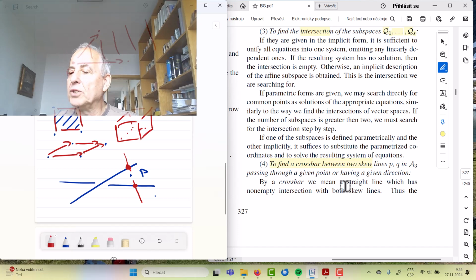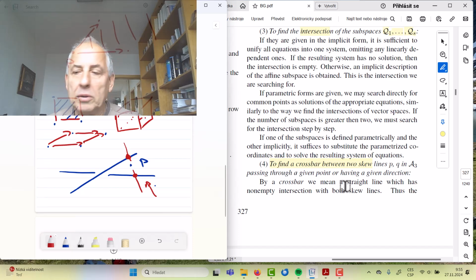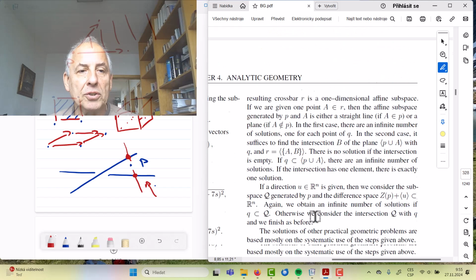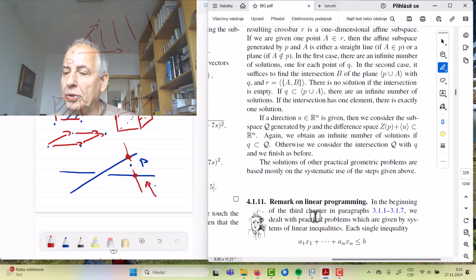So that's called a crossbar. Or instead of giving the point P, you could instead just fix the direction of the line, so the difference space of the resulting line, and that's it. Right, so these are the standard tasks to do, and you can find all the description there.